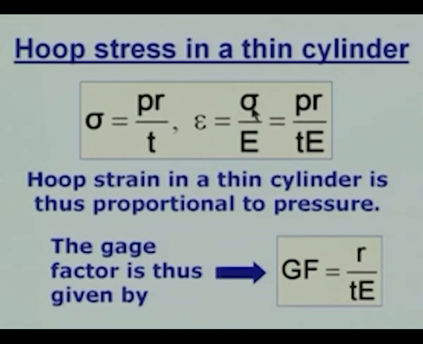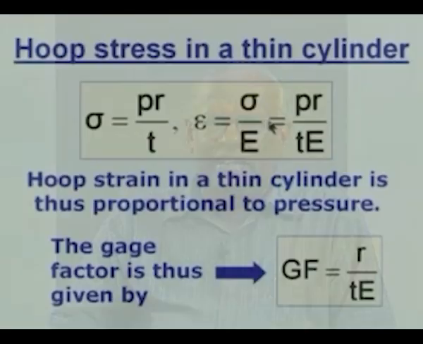and substituting for sigma the expression P R by T, I will get epsilon equal to P R by T E. If I know the radius, the thickness, and the Young's modulus, there is a direct relationship between the strain and the pressure. And we will see later that the strain is related to the resistance of the strain gauge, and therefore, I will be measuring the strain, and from that I will be working backwards to find out what is the corresponding pressure which gave rise to it.